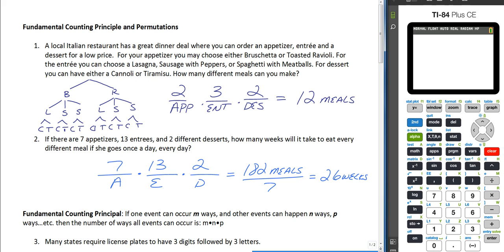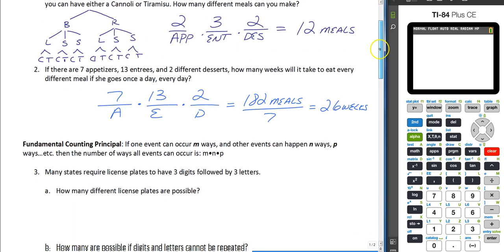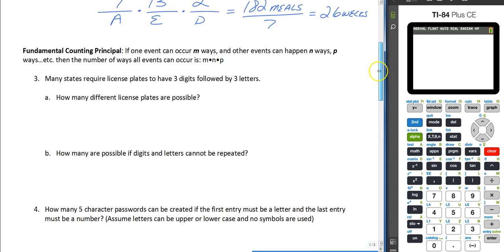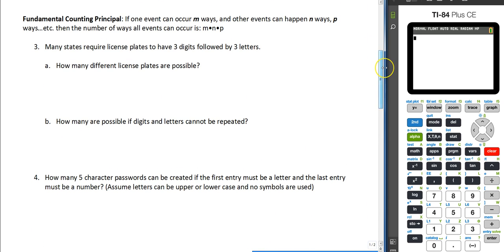All right, so that's an example of how you calculate different possibilities when you have different options, which takes us to the fundamental counting principle. And really, it's what we just did. If you have m ways, then there's n ways that something else can happen, and then there's p ways that something else can happen, you just multiply m times n times p. So let's talk about a license plate.